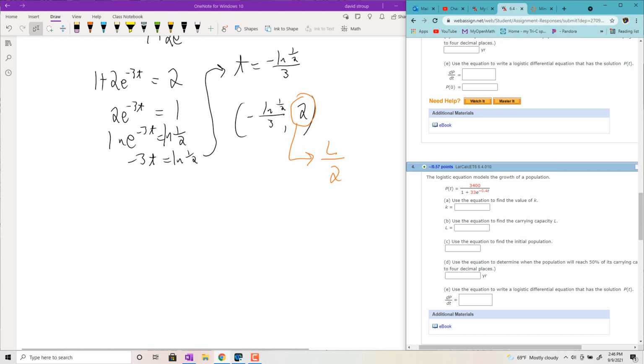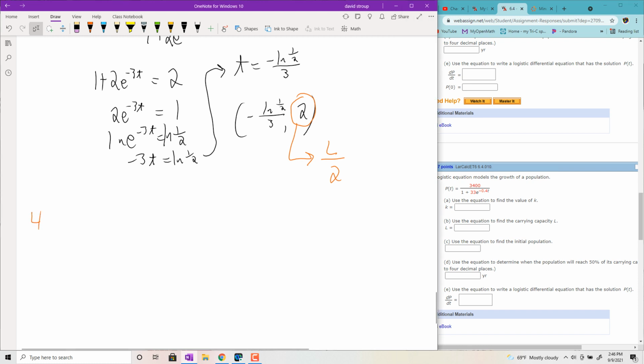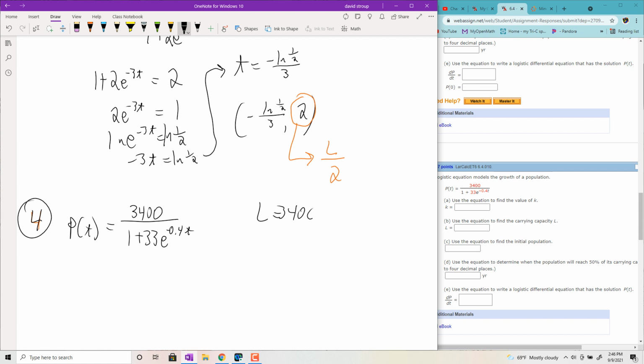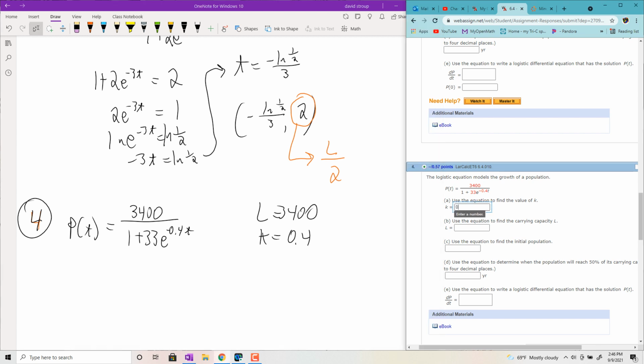Let's try this number 4, and I'm pretty sure this is like the example in the book. The logistic equation is given as 3400 all over 1 plus 33e to the negative 0.4t. So the L value is 3400, the K value is 0.4. Those are the first two questions. Make sure you're not plugging in negative 0.4. It's positive 0.4. The L value is 3400.